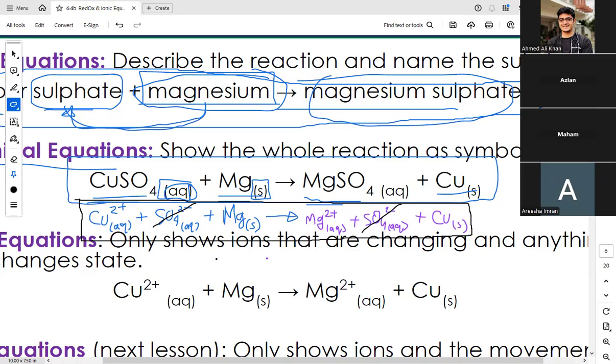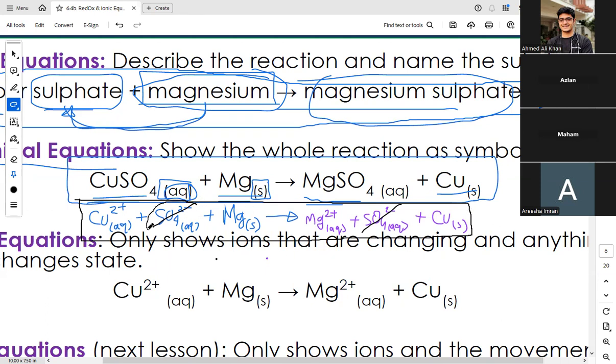Magnesium, is it present on the product side? Yes, but it doesn't cancel. Why? Because the other one has a 2 plus charge and this one is just magnesium. Yes, and it also isn't ionized. Okay, so we'll not cancel this out. So nothing else left to cancel out.